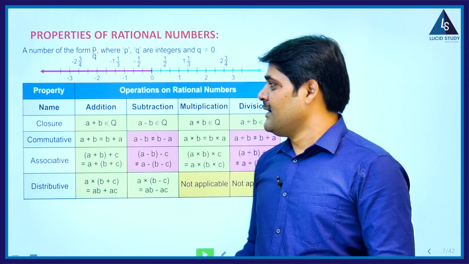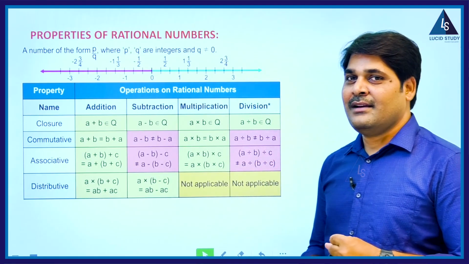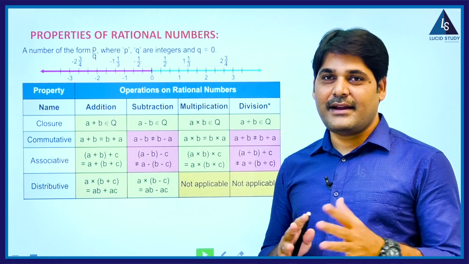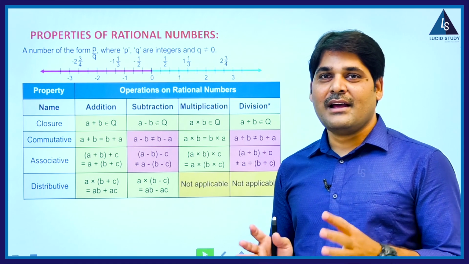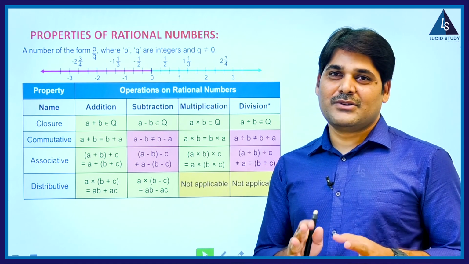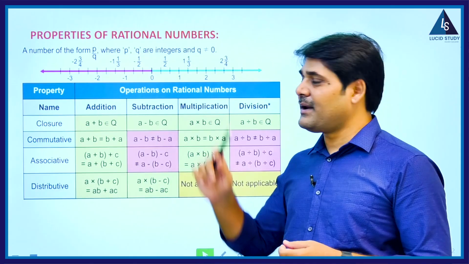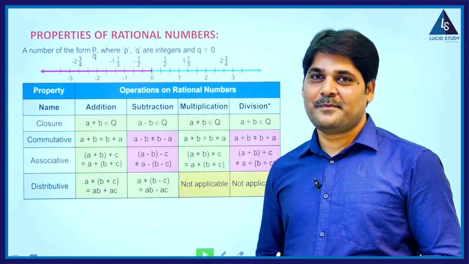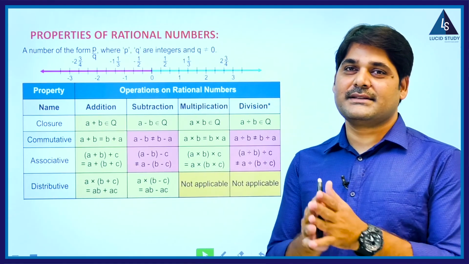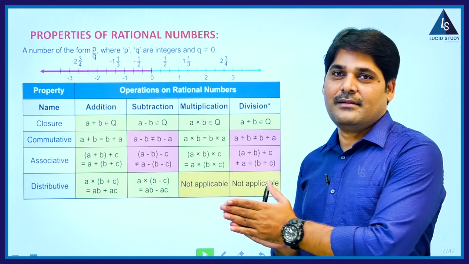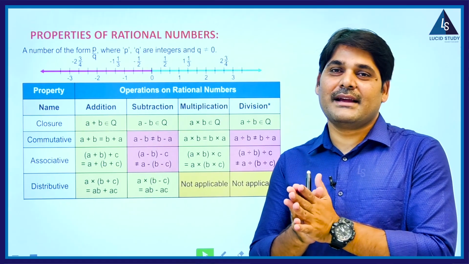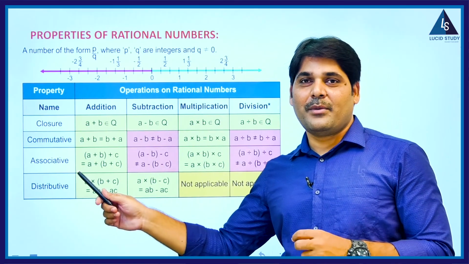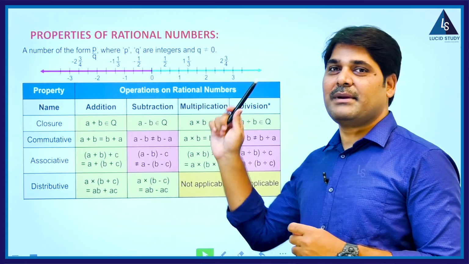Clear? So next, if you see subtraction, if you subtract two rational numbers, again you will get the same rational number, right? If you subtract two rational numbers, the answer will be again a rational number. So this property is obeyed under subtraction. Closure property is obeyed by rational numbers under subtraction. Similarly, if you multiply two rational numbers, again the answer will be a rational number. So this is multiplication closure. Okay, so rational numbers will obey closure property under multiplication also.